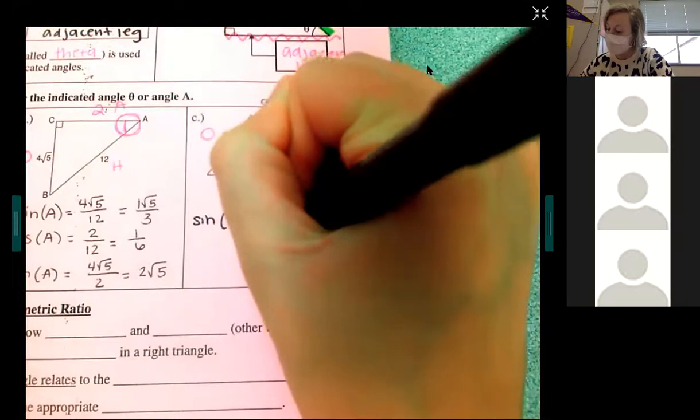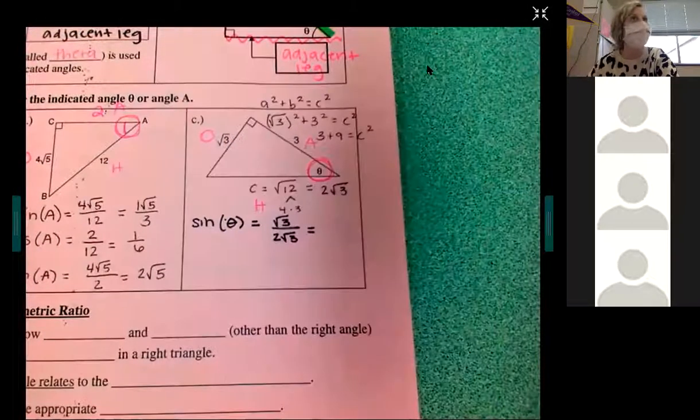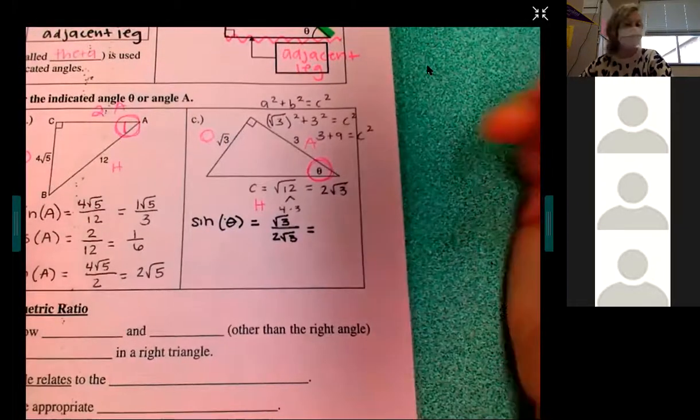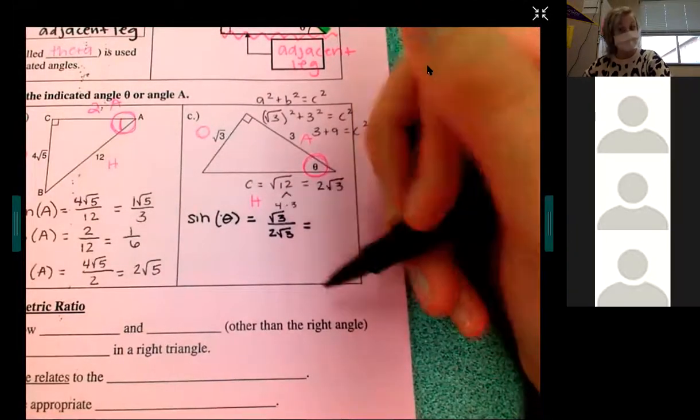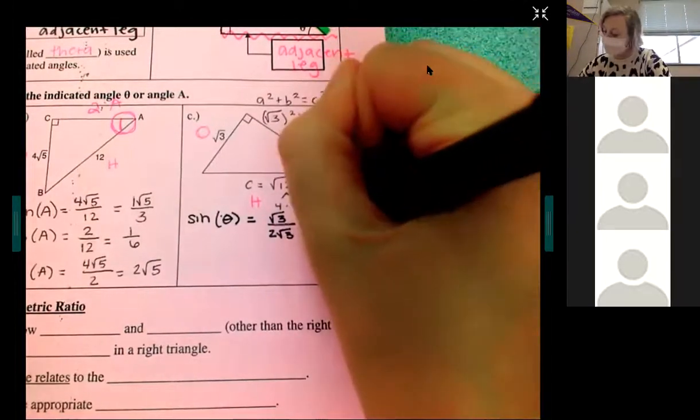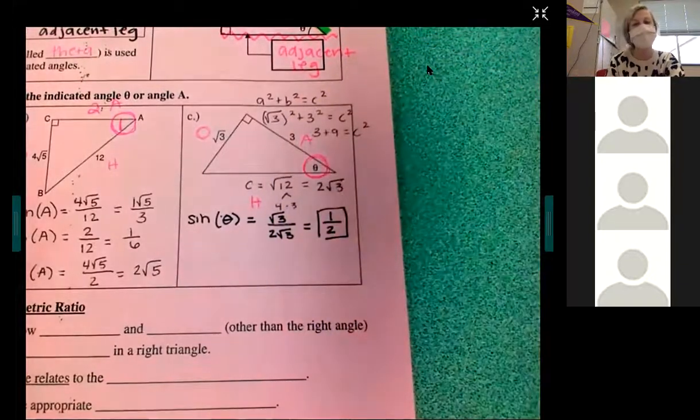All right, Jordan, what would the sine ratio of theta be? Square root of 3 over 2 square root of 3. What does that reduce to, y'all? A half. Be careful. The square root of 3s cancel. So this is just 1 over 2. Very good, y'all.